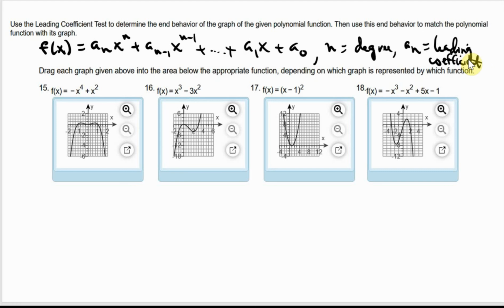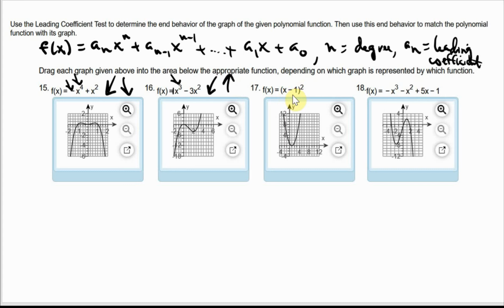So we look at the leading coefficient, we look at the degree, right? If the leading coefficient is negative and the degree is even, then the graph falls to the left and to the right. If the degree is odd and the leading coefficient is positive, then the graph falls to the left, it rises to the right.